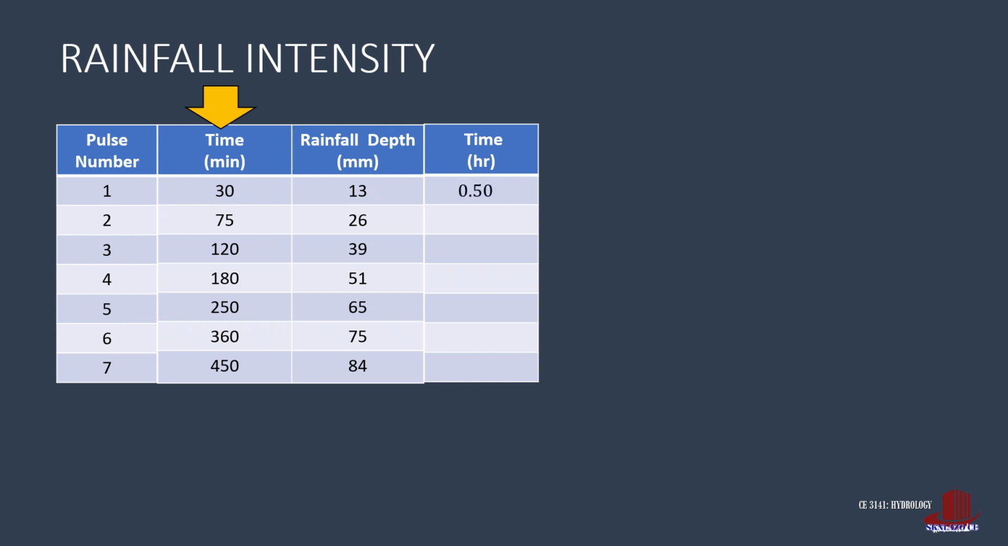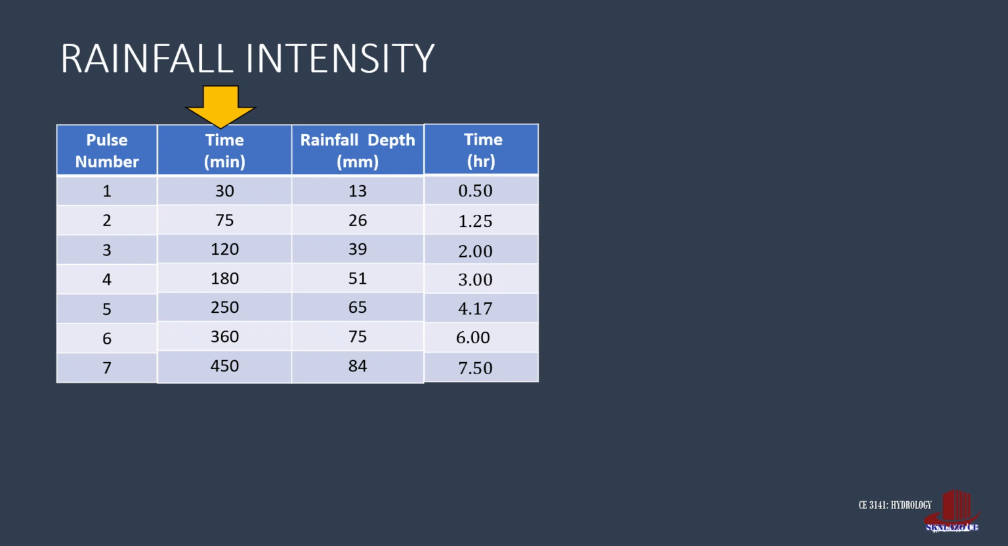30 minutes is half an hour. 75 minutes is 1.25. 120 minutes is 2 hours, with 180 minutes as 3 hours. 250 minutes is 4.167 hours. 360 is 6 hours, and 450 is 7.5 hours. With time already in hours, let's focus on the rainfall intensity.